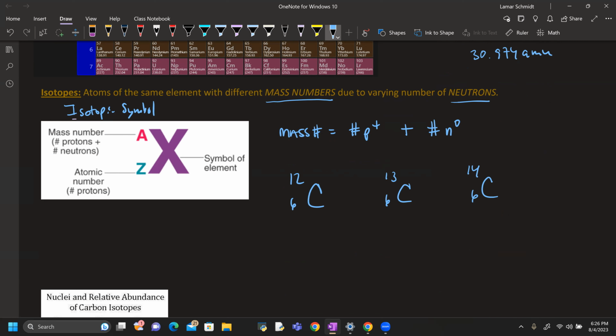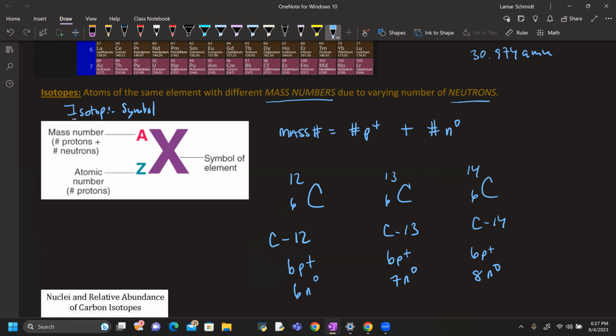So if we were going to look at these 3 isotopes of carbon, what's the difference between them? Well, you might say they have different mass numbers. But why do they have different mass numbers? Let's look at this. Carbon 12 has 6 protons, and 12 minus 6, 6 neutrons. Carbon 13 has 6 protons and 7 neutrons. Notice 6 plus 6 is 12, 6 plus 7 is 13. And then carbon 14 has 6 protons and 8 neutrons.